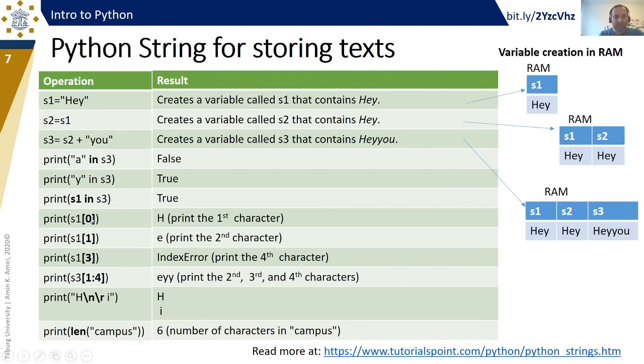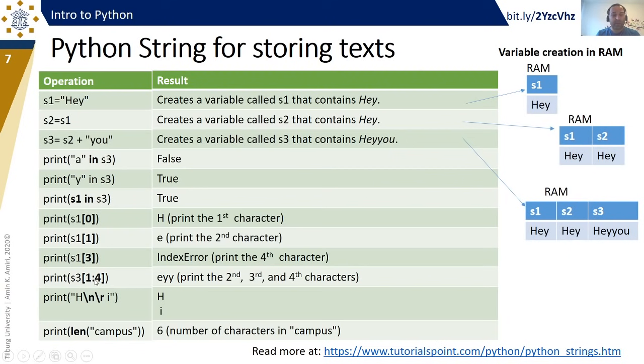So when you use brackets, you say that I want a subset of that string. 0 means I want the first character. So the first character of S1, which is H, is printed. 1 means I want the second character. But if you say that I want the third character, it returns an index error because it wants the fourth character in S1. But S1 has just 0, 1, 2. It can only count up to the second index, not the third.